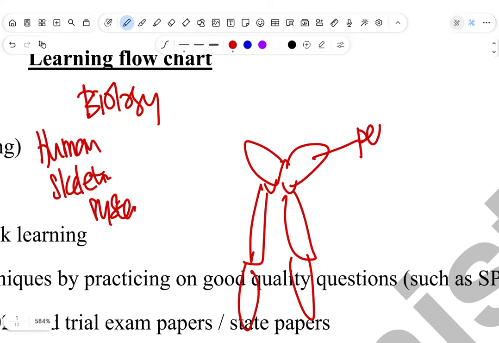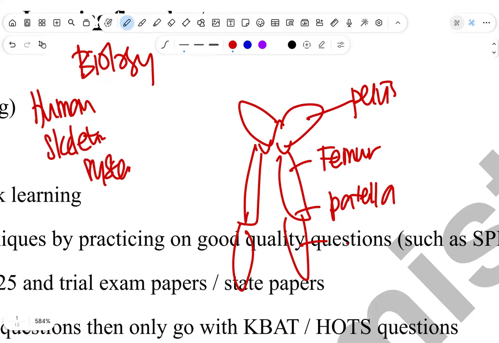Okay, this is my pelvis. This is my femur. This is my patella. This is my, I hope I still remember, tibia, fibula. I'm not sure whether it's still the same, I didn't touch bio for 20 years. I hope I still remember all these things. You get the idea or not?